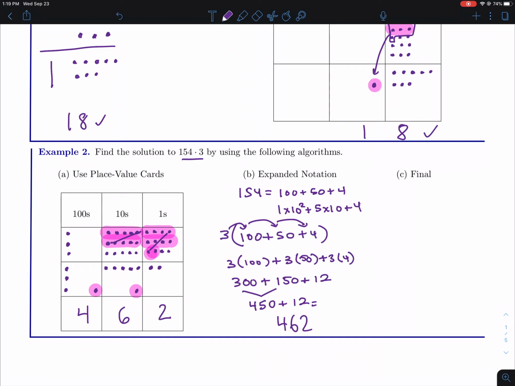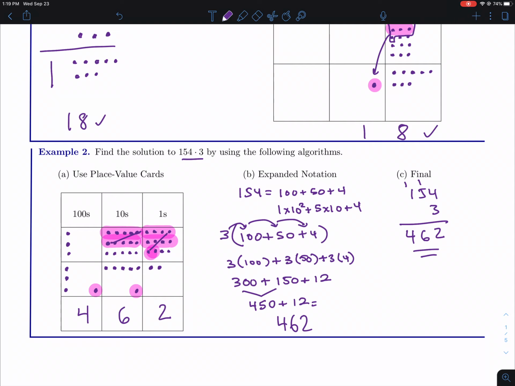Hopefully somebody was screaming before I even moved on to part B there. But anyway, that's expanded notation. And then the final is just like what you would expect. 3 times 4 is 12, so 2 carry 1. 3 times 5 is 15 plus 1 is 16, so 6 carry 1. 3 times 1 is 3 plus 1 is 4. And so we get 462 in that case.